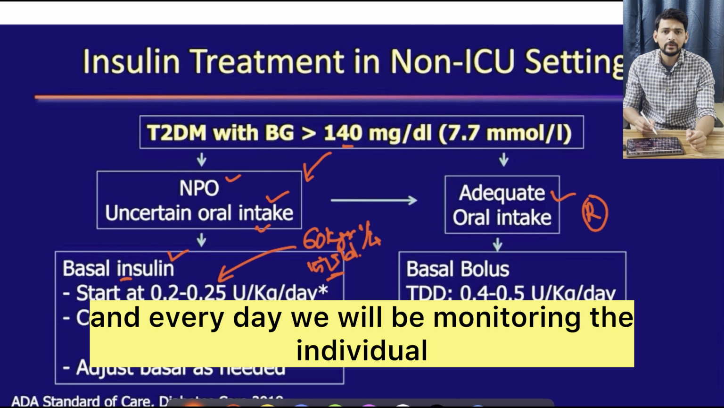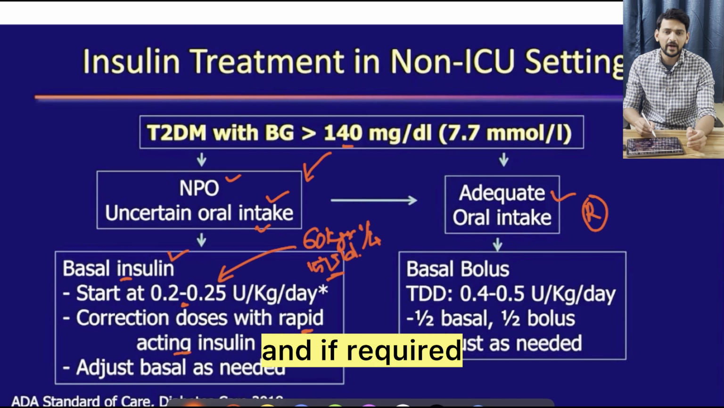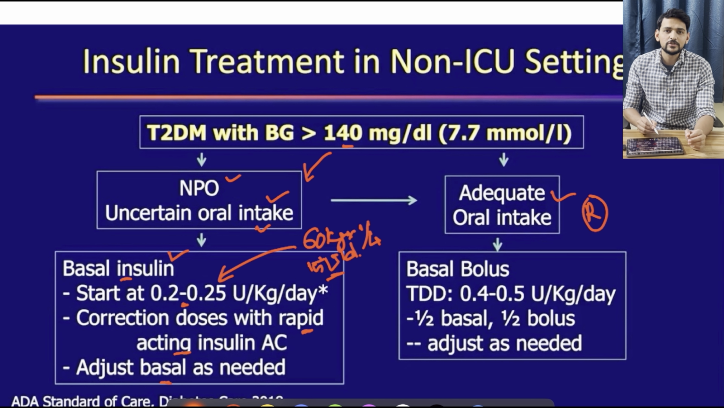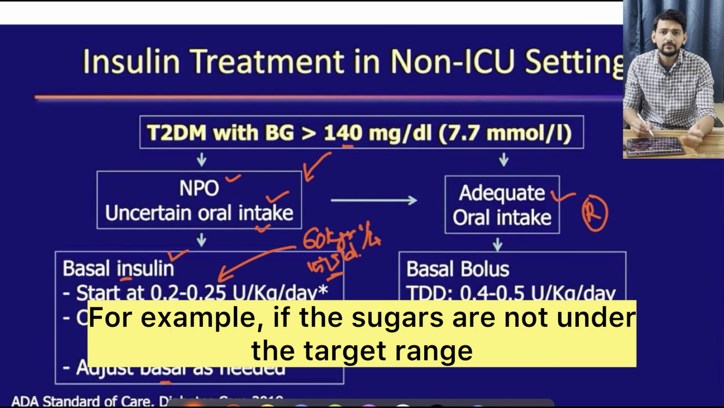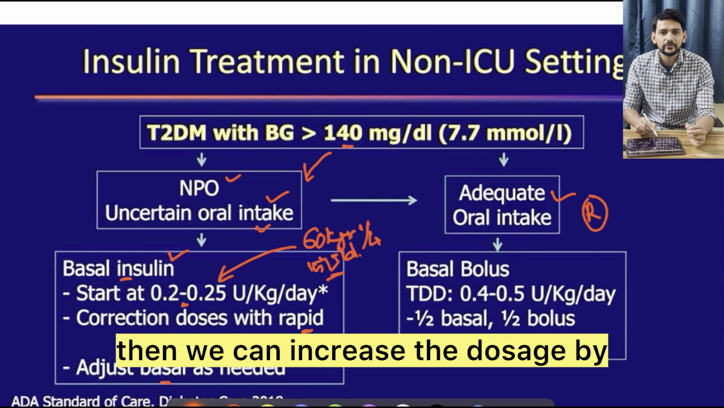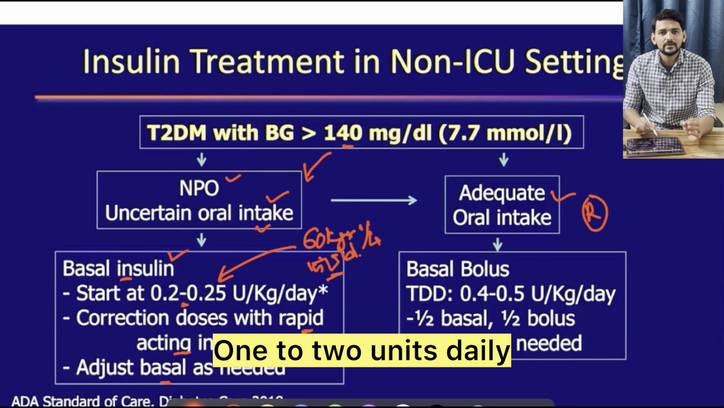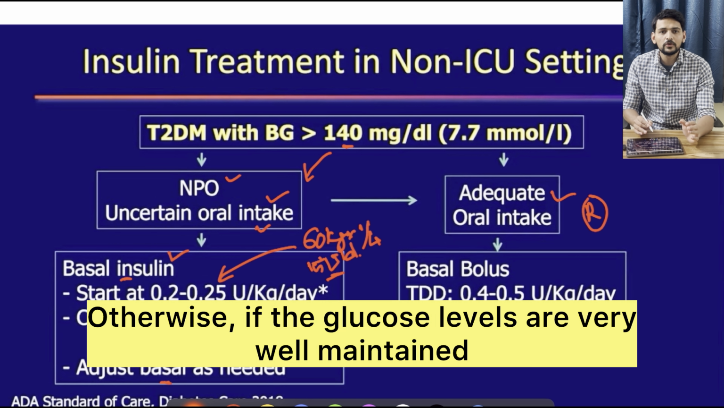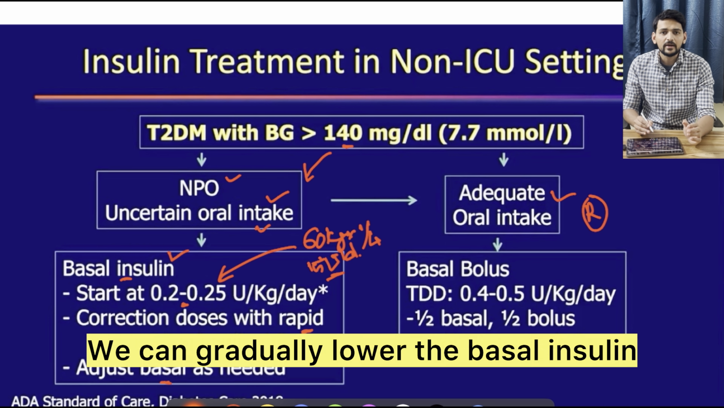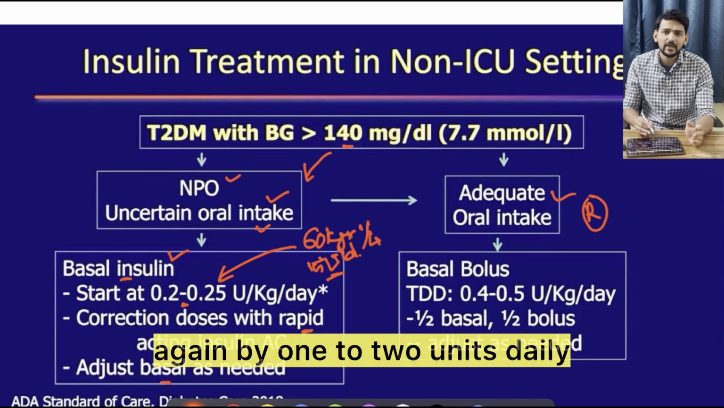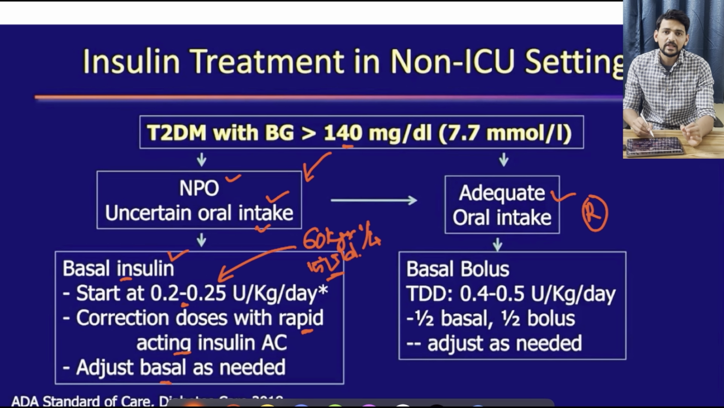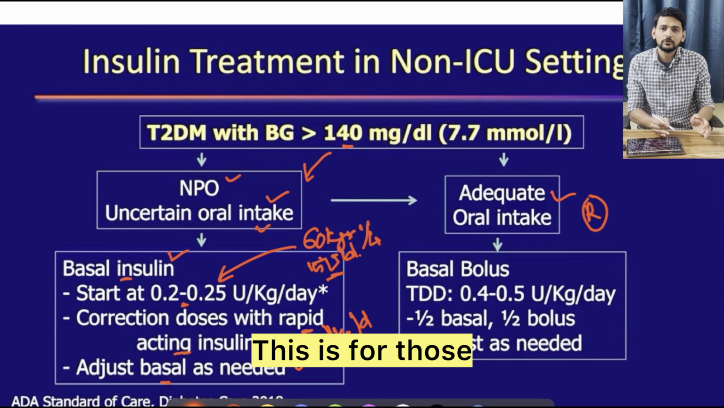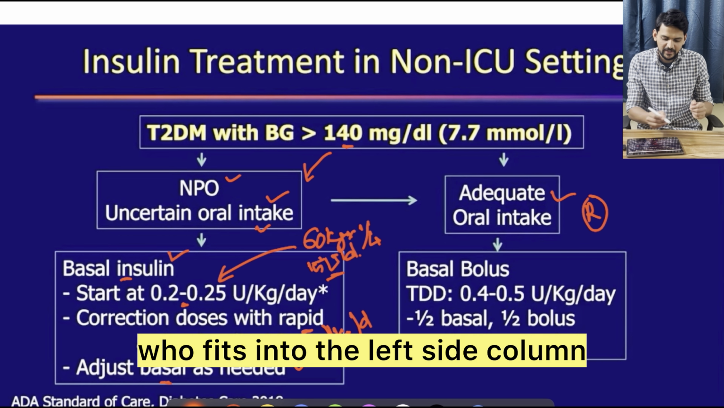And every day we will be monitoring the individual, and if required, we have to adjust the dosage of basal insulin. For example, if the sugars are not under the target range, then we can increase the dosage by 1 to 2 units daily. Otherwise, if the glucose levels are very well maintained, we can gradually lower the basal insulin again by 1 to 2 units daily till the minimum dosage of 0.1 units per kg per day. This is for those who fit into the left side column.